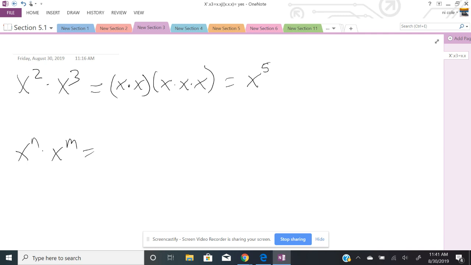Okay? And if you can see that 2 and the 3, how they relate to 5, you can get 5 by adding them together. So if you have the same base, so if they're both x's, if they're both a's, if they're both 7's, you can take the exponents and add them together. That's called the product rule. The exponent product rule. You add them together.